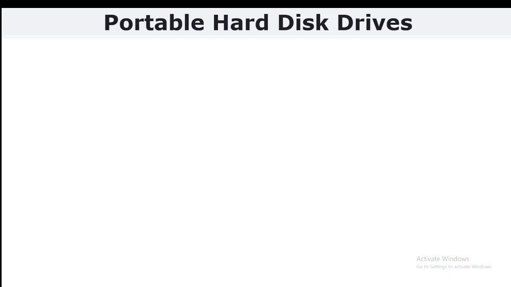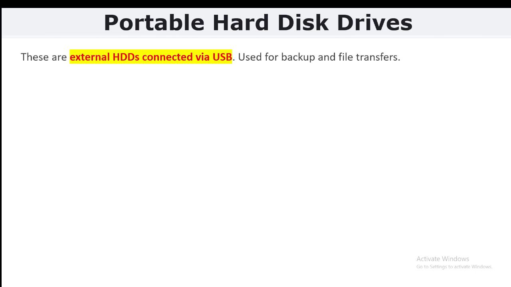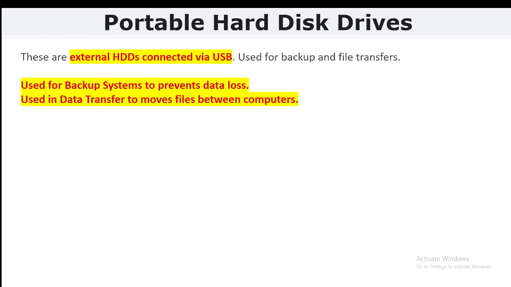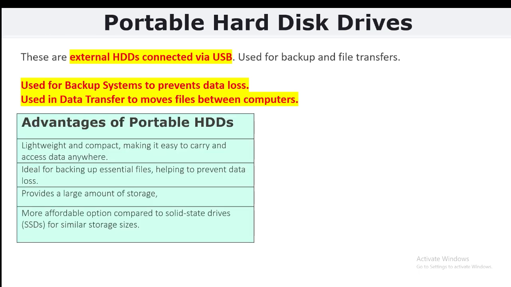Next, we look at portable hard disk drives. Now, portable hard disk drives are very much similar to hard disk drives, except that these ones are portable, right? So they are just external hard disk drives that are connected with the USB port, and they are used basically for backups and transfer of files. Okay, so backups and then transfer of files. So again, you can transfer files or movies or anything you want to use from one computer to the other, making use of the portable hard disk drive.